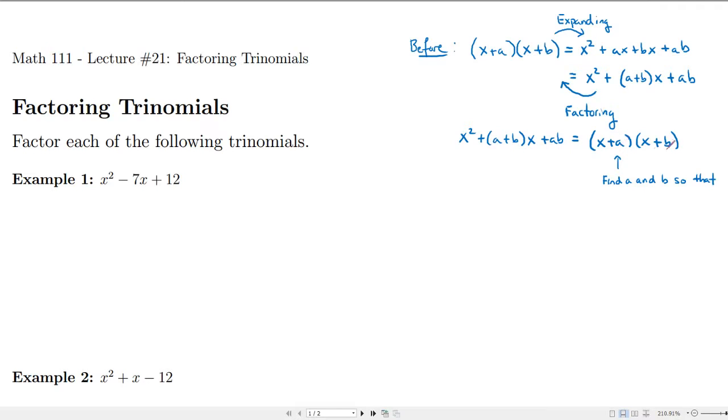So what do we see? If we need to find a and b, we want to find an a and a b that have the property that, whatever the coefficient of x is, that will be given, a plus b should be that coefficient. So a plus b is the coefficient of x, and ab, the product, will be the constant term. So ab is the constant term.